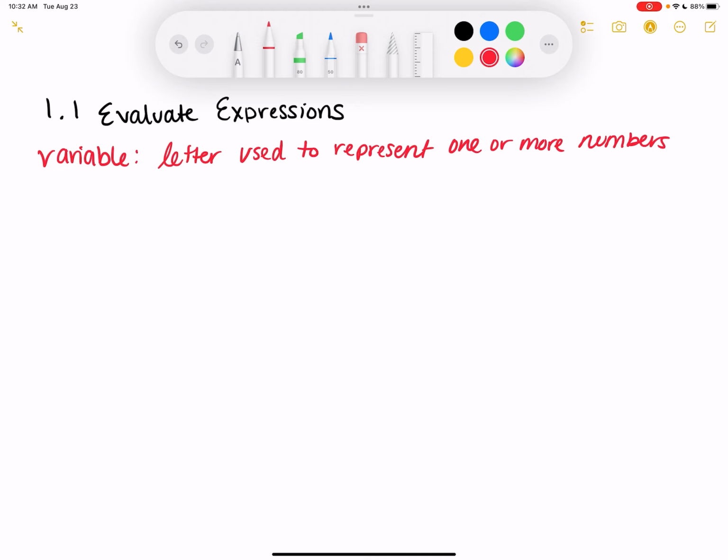Then we have an algebraic expression, and this is an expression that includes at least one variable.